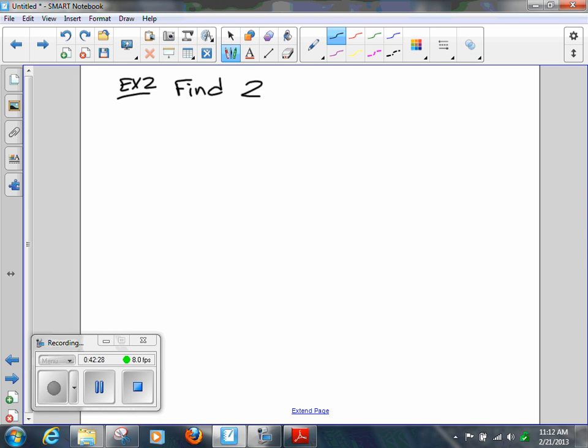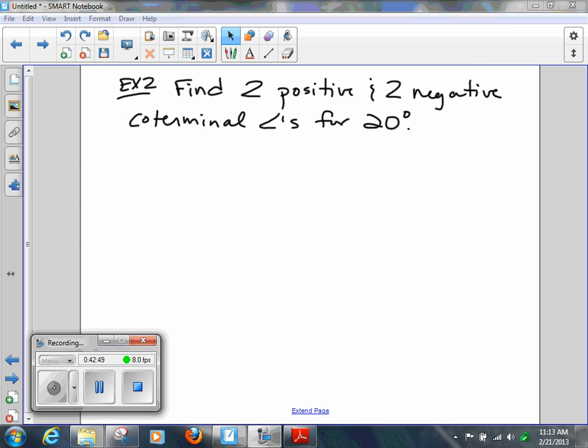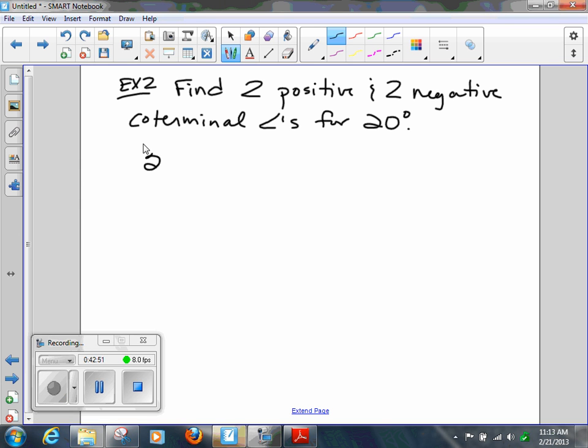I want you to find two positive, stop talking, and two negative coterminal angles for 20 degrees. Go. What did I do with 20? Add 360.